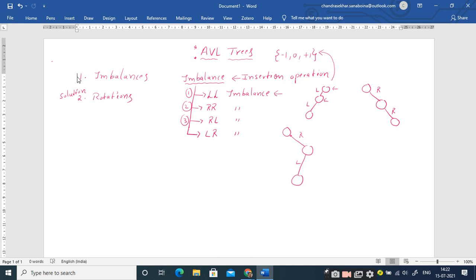So when a node is inserted as the left child of the right child of a node, and if the balance factor does not fall in this range, then we say that an imbalance has happened, and that type of imbalance we call the RL imbalance. What is RL imbalance? What is the name I am saying? It is right of left.